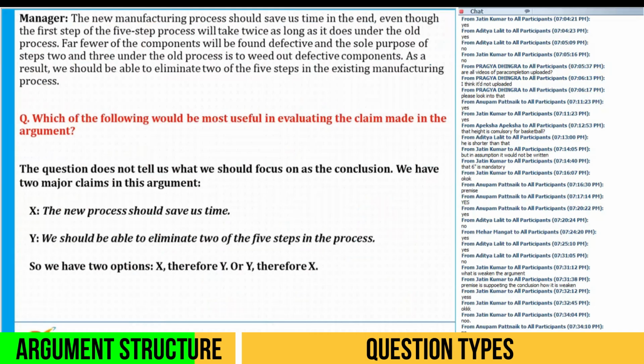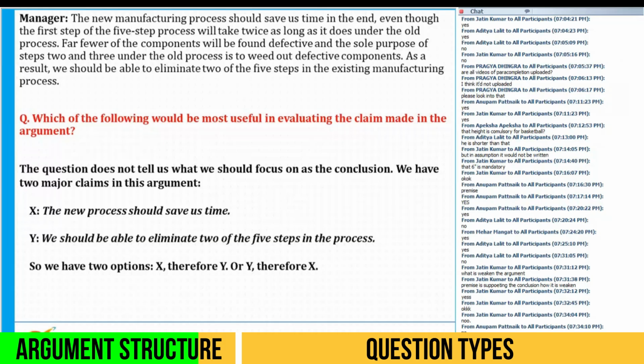The manager is saying that the new manufacturing process should save us time in the end. Even though the first step of the 5-step process will take twice as long as it does under the old process, far fewer of the components will be found defective, and the sole purpose of steps 2 and 3 under the old process is to weed out defective components. As a result, we should be able to eliminate 2 of the 5 steps in the existing manufacturing process.